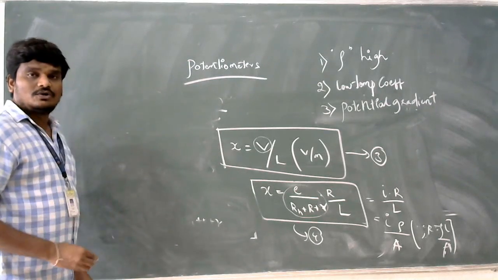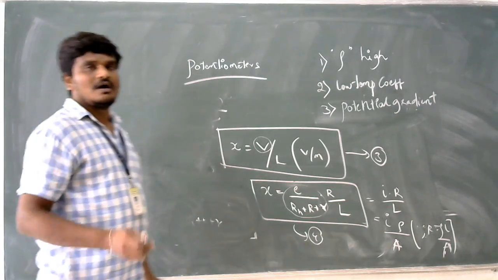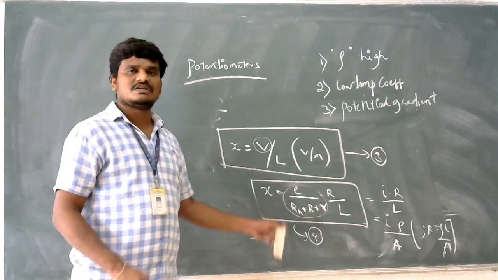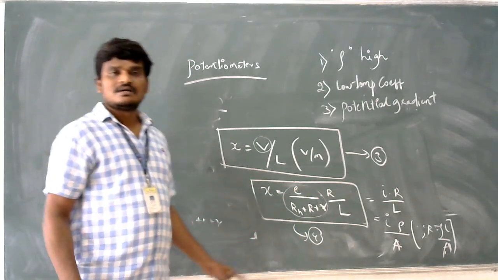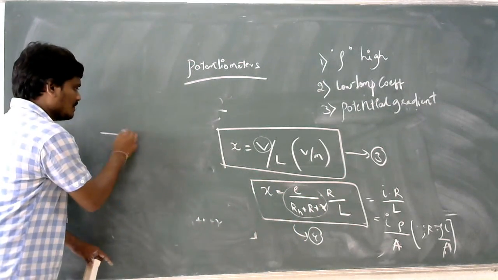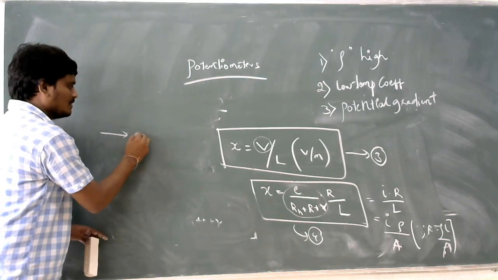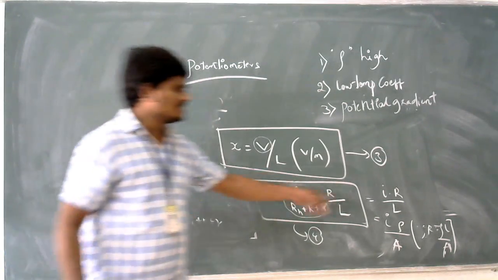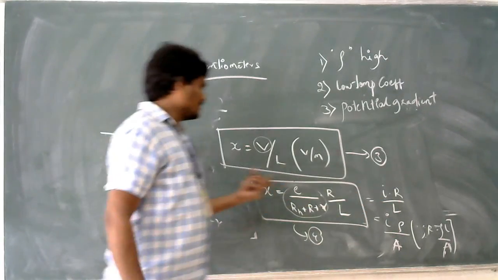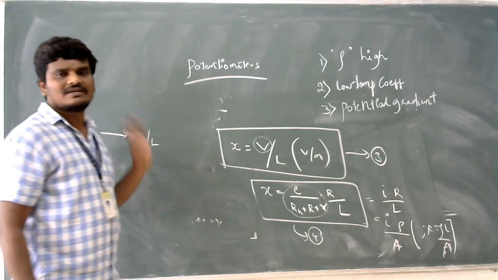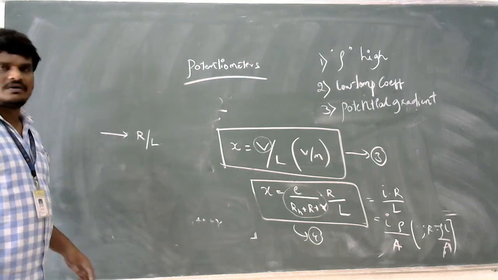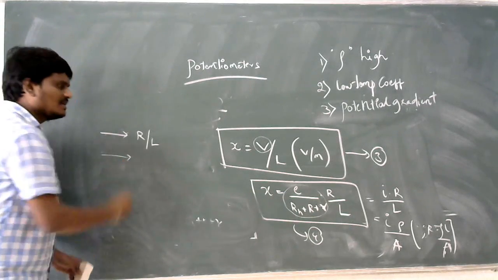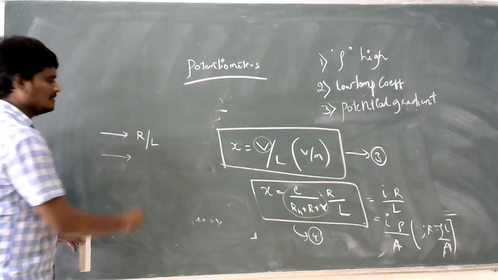That is the potential gradient of a potentiometer. If I want to calculate the unknown EMF of a cell by using this potential gradient, it depends upon these parameters. First one is R by L. If the value of resistance per unit length changes, the potential gradient changes, and then I need to calculate the value of what? Unknown EMF. And the potential gradient also depends upon what?